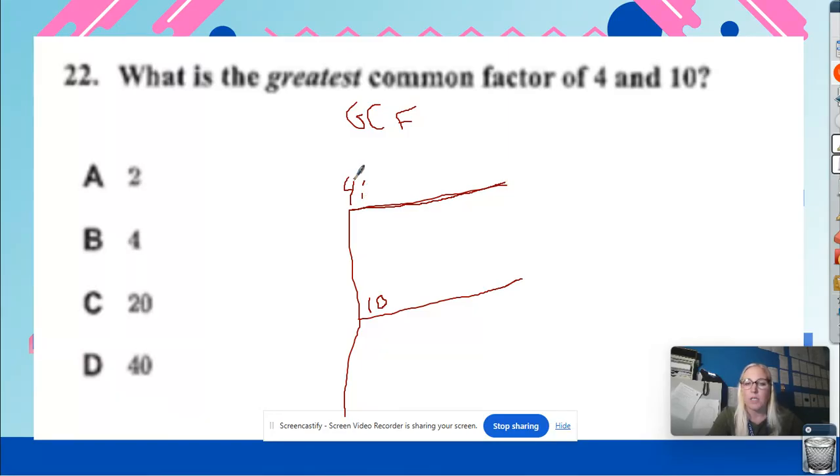So 4 is going to be the biggest number on the top row. 10 is going to be the biggest number on the bottom row. Not multiples. It's not going to get bigger. Factors are the numbers that are smaller that total that number.